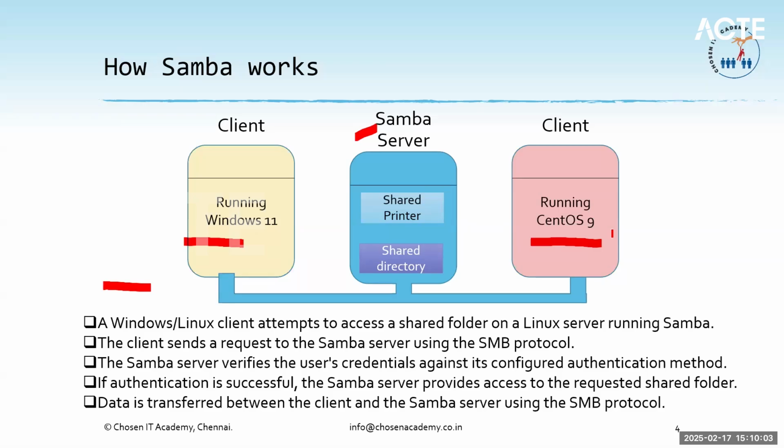So how does it work? When the client attempts to access a shared folder on the Linux server running SAMBA, it sends a request to the SAMBA server using the SMB protocol, Server Message Block. That's the name of the protocol. The SAMBA server will ask for username and password authentication, and if the authentication is successful, then data transfer can happen between the client and the server using this SMB protocol. It's not very complicated, but straightforward.